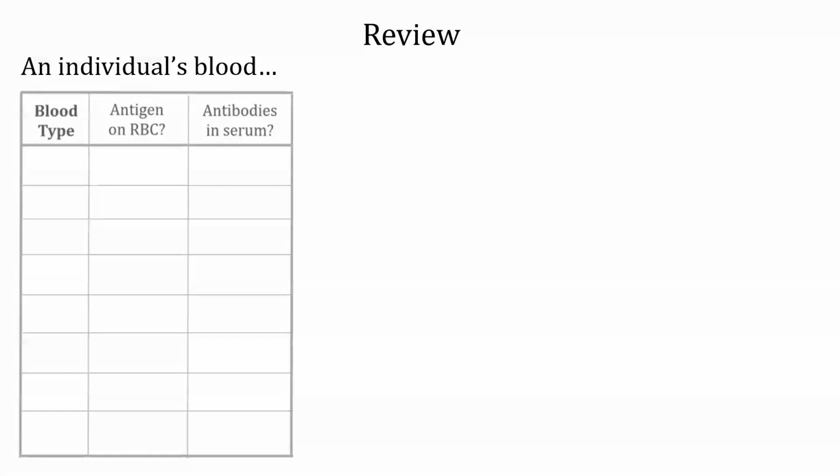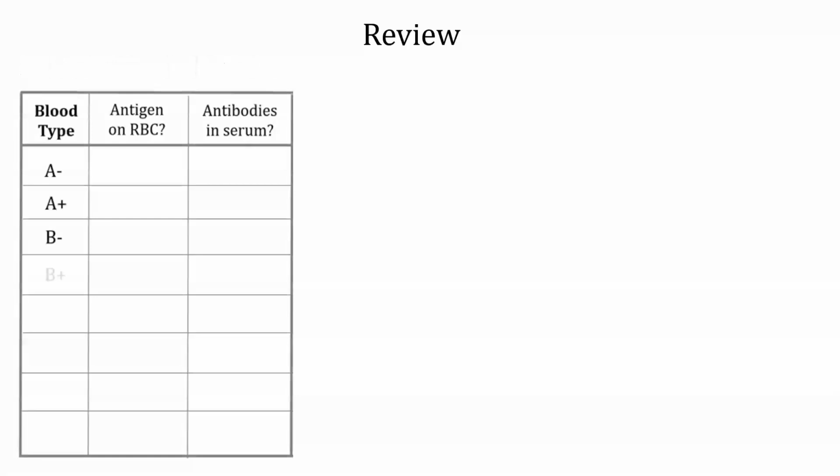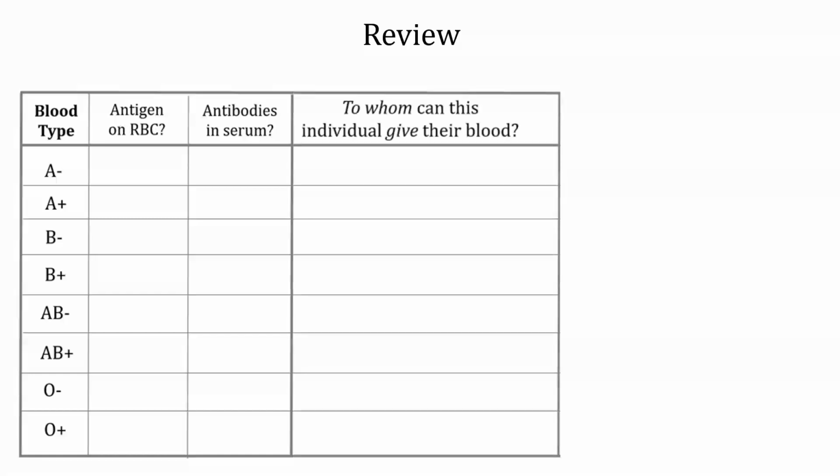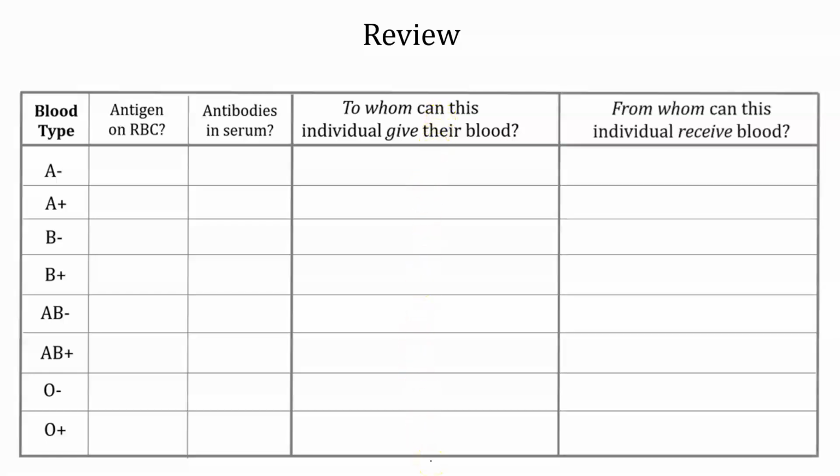All right, here's a little review if you would like it for blood type. Here are the blood types: A minus, A positive, B minus, B positive, AB minus, AB positive, O minus, and O positive. Think about what the antigens are on the red blood cell. Think about what the antibodies are in the serum, and then think about to whom this individual could give their blood, and to whom or from whom this individual could receive blood.